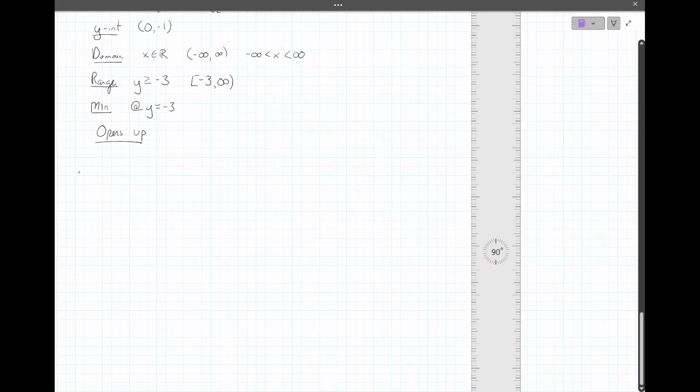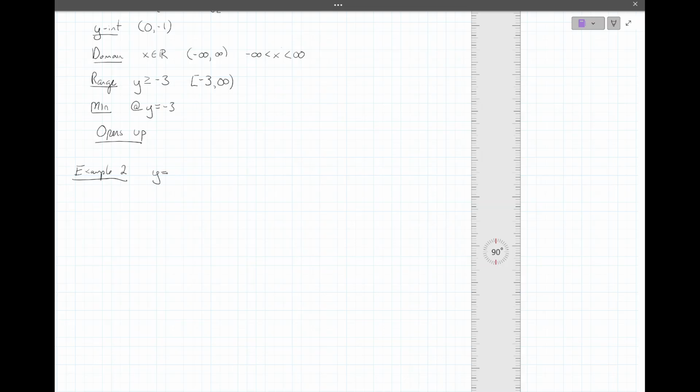Okay, let's look at the last example. So example 2, right? Same idea. Let's see what's going on. y equals -1/2 (x plus 1) squared plus 2.